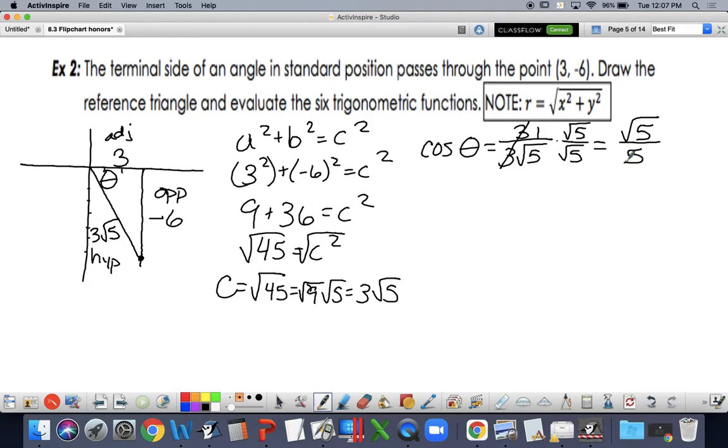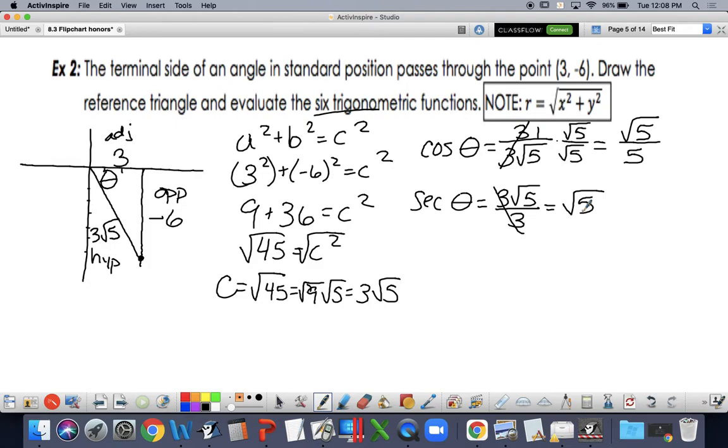Now, that's for us for all 6. So let's go ahead and do secant. Since we know cosine, we can figure out secant, right? Secant is just hypotenuse over adjacent. So I have 3 square root of 5 divided by 3. My 3's are going to cancel out, and I just get the square root of 5. Questions on that so far? All right, let's keep moving on.